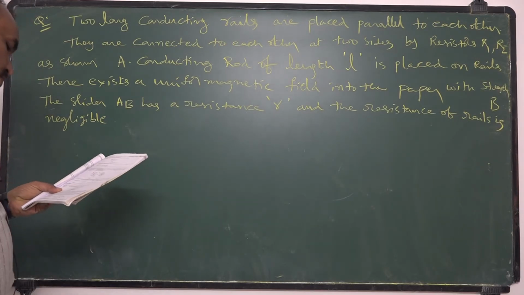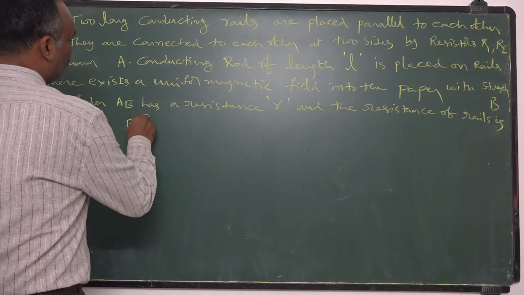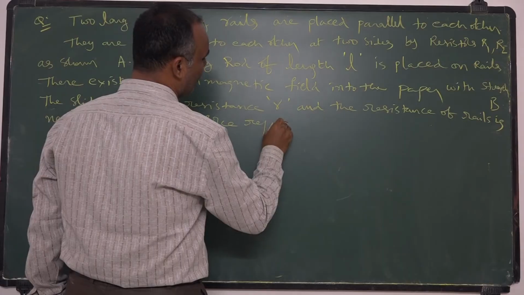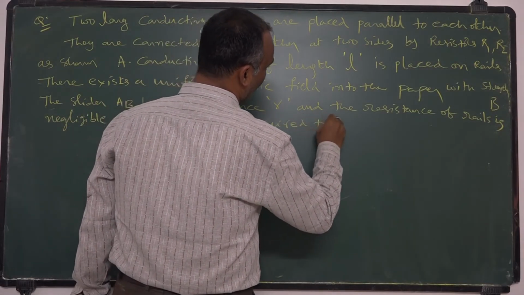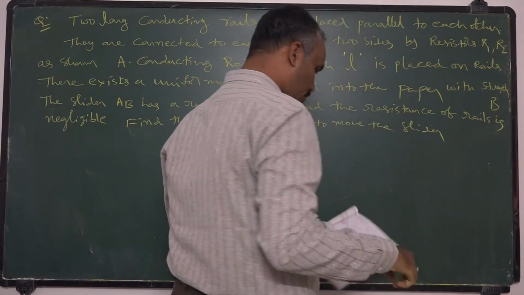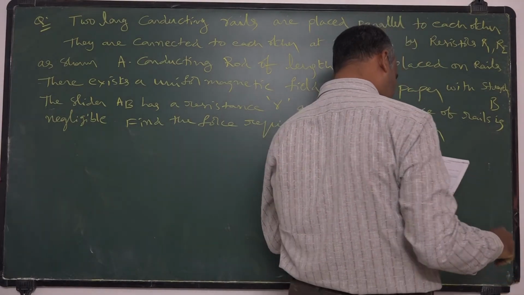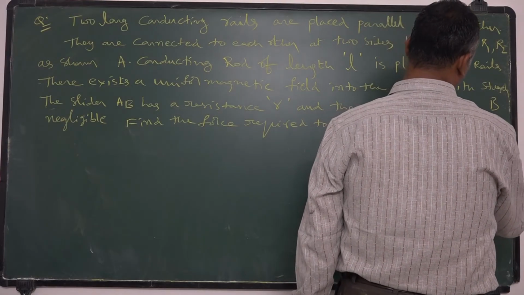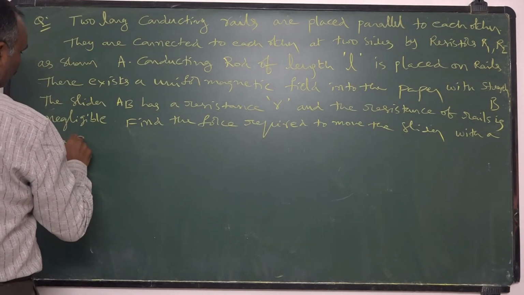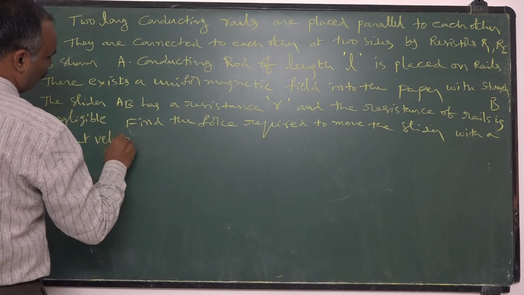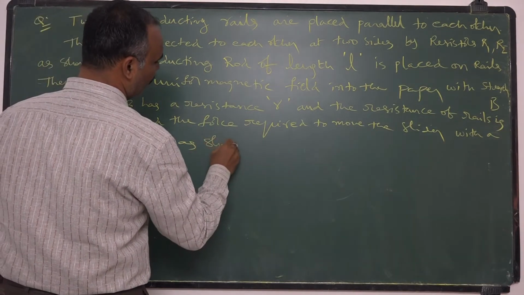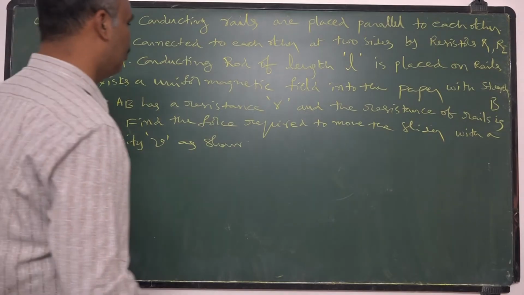Find the force required to move the slider with a constant velocity v, as shown. So this is the question.